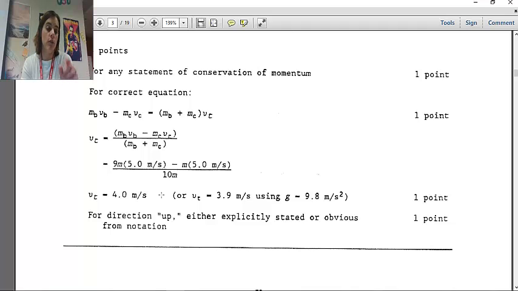And you also had to note the direction to get the final point, or it had to be obvious from the notation that it's positive, therefore it must be upward. If you're ever in doubt, overstate things. It never hurts. Okay, so those are your 15 points from the Unit 3 free response question.